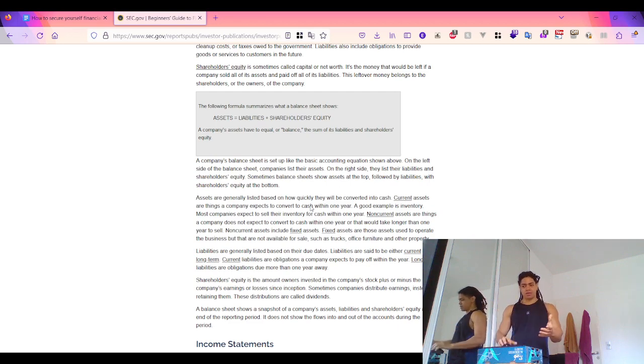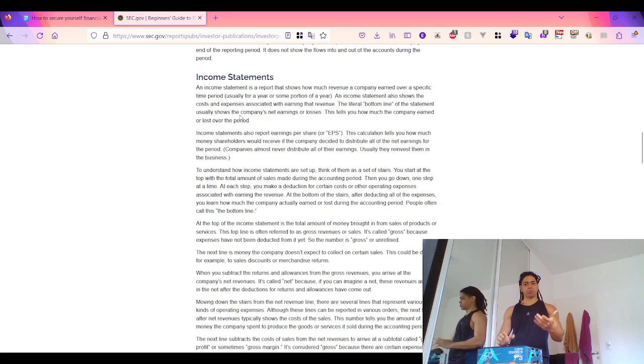And then I look at the income statement, which you can think of as a set of stairs. You start at the top with the total amount of revenue, and as you go down each stair, you make certain deductions associated with earning that revenue. When you reach the bottom line, the bottom of the stairs, you know how much money a company made or lost.